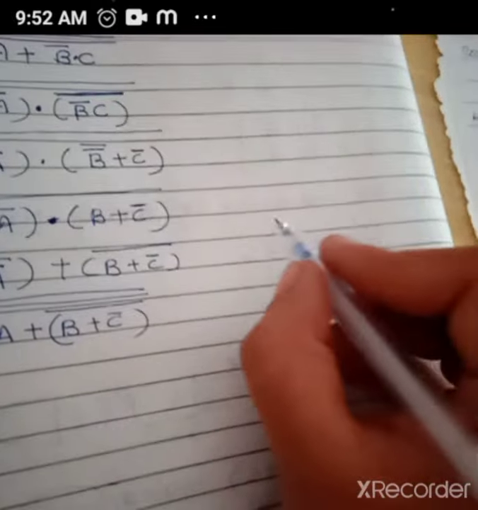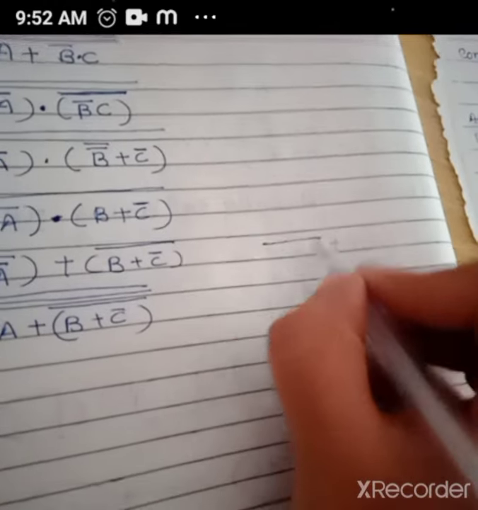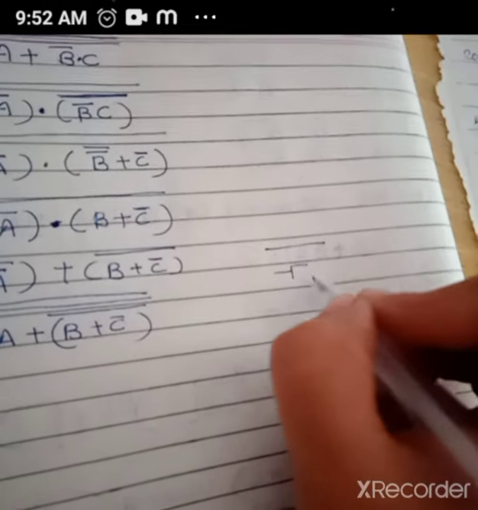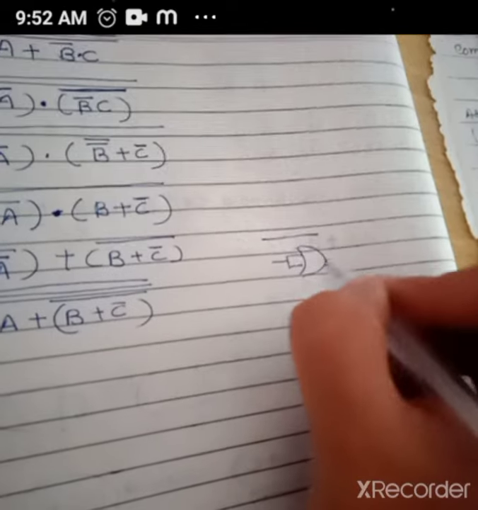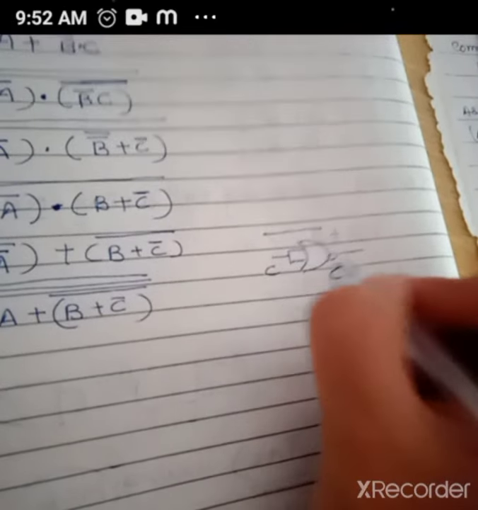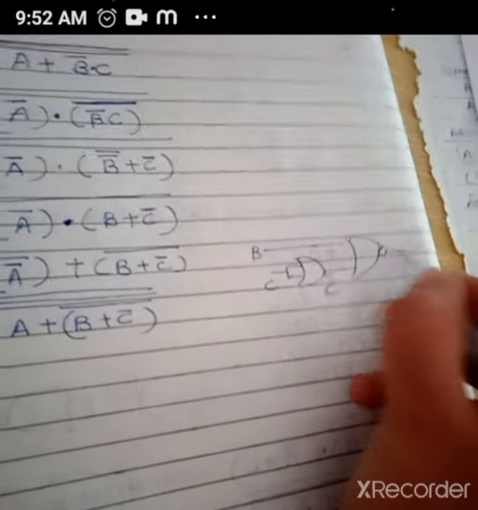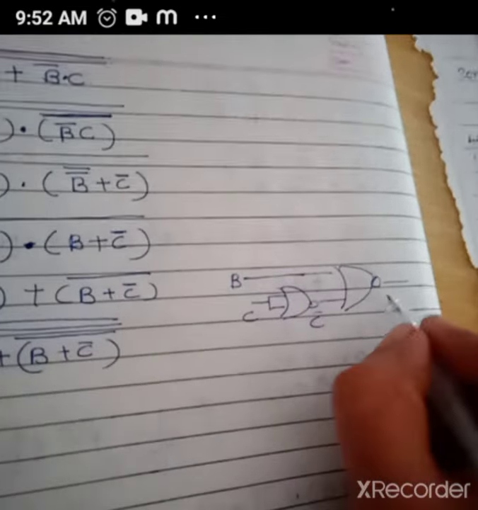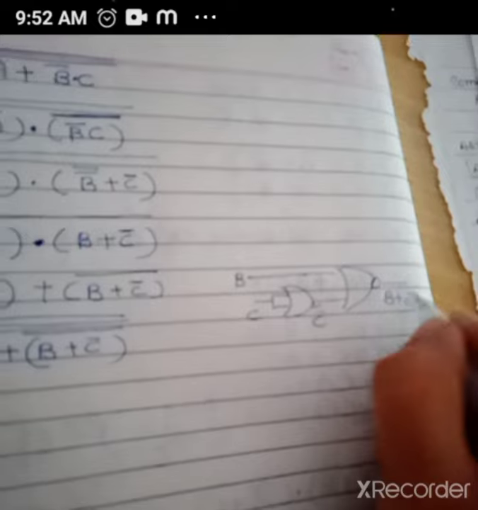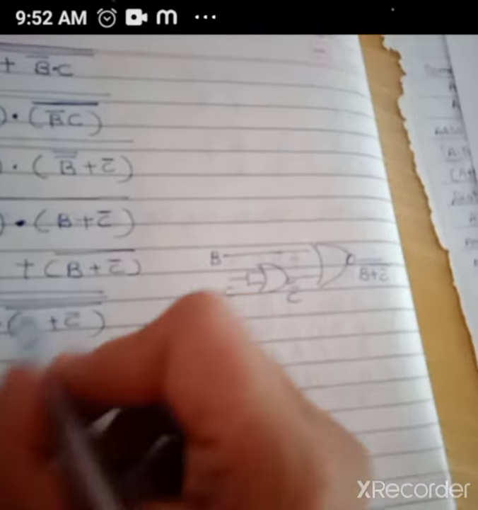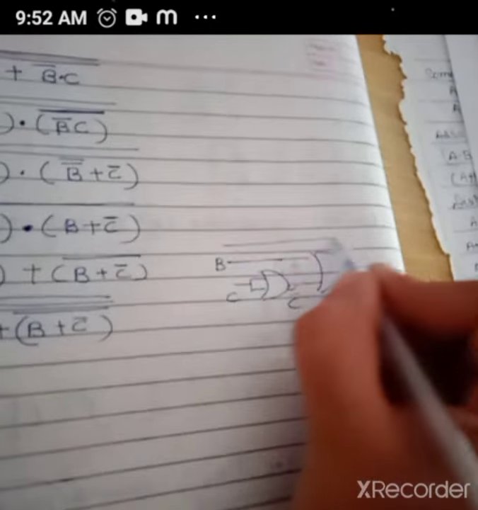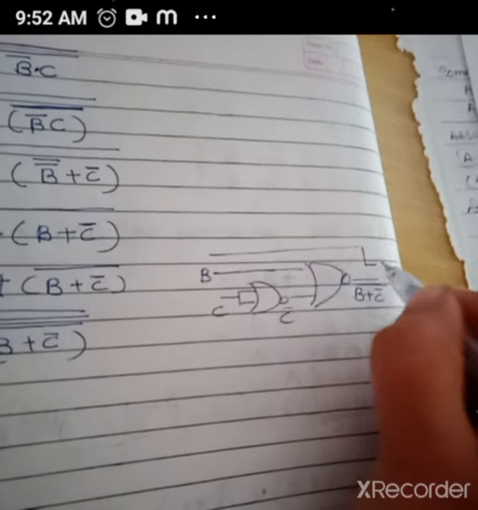Right. Now take C bar with an inverter. This B as it is. So if you combine with a NOR gate, it will give you (B plus C bar) whole bar. That means this term, this A is as it is. Now combine this with NOR only.